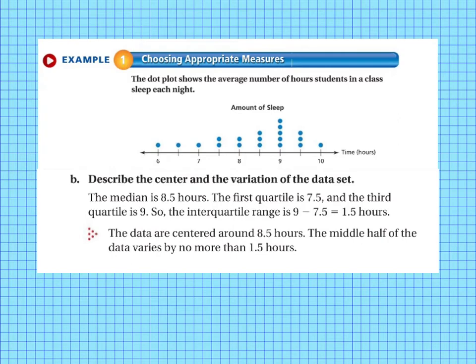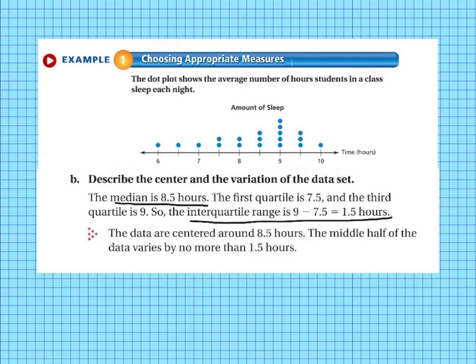Looking at example 1B, we need to use the information that we found in example 1A. It says we are going to describe the center and the variation of the data set, which means that we need to find those measures. So the median, which is what we decided we needed to find, is 8.5 hours. And the first quartile is 7.5. The third quartile is 9. So the IQR is 1.5 hours.